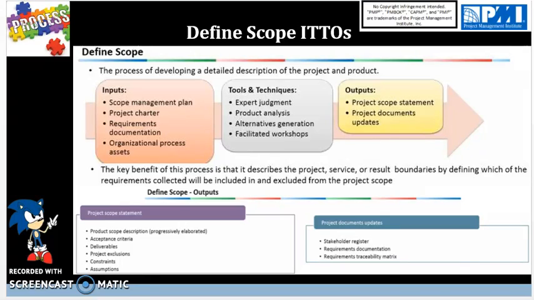For tools and techniques, we have expert judgment and product analysis, where we are basically analyzing the product to get better ideas as to what customers are looking for. So in the case of the automobile industry, we would have users, customers, and designers who would look at the existing product and try to find new requirements to enhance the current product.